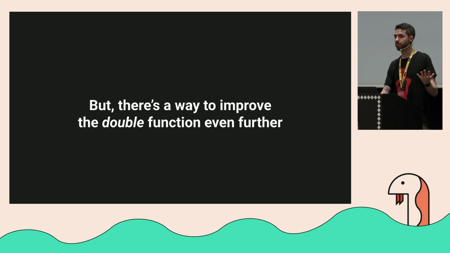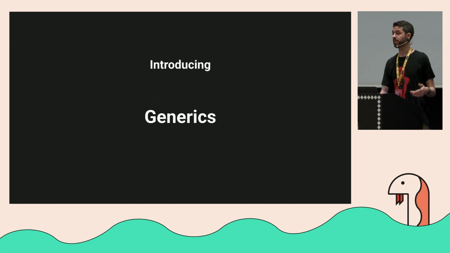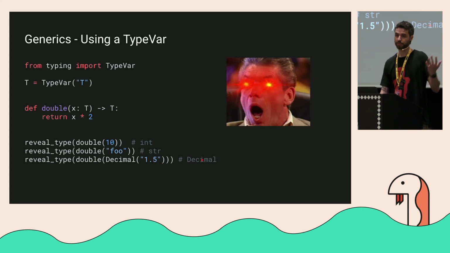But some of you might have noticed, there is a way to improve double even further. So that's where I introduce generics. Double, if you have noticed, can work with other stuff as well, not only ints or strings. It can work with a decimal. So if I say that I can take a generic typing here, and I'm going to return the same typing here, now I can pass 10, it's an int. When I pass foo, it's a string. When I pass decimal, I get a decimal back. So yeah, we have a lot of power now.